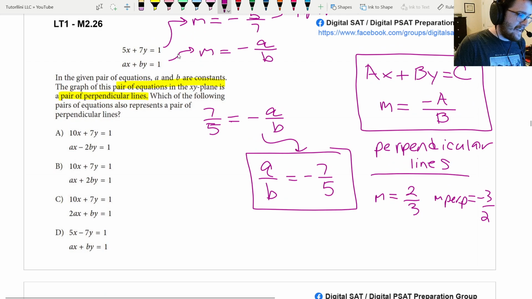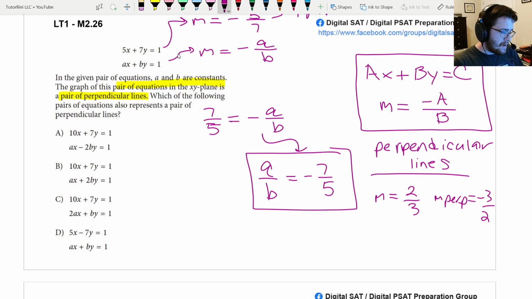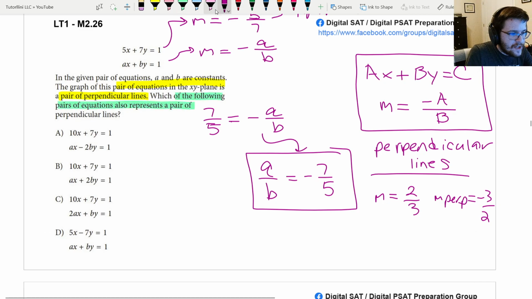Okay, so let's do this at the end, but I'm pretty sure we could just plug in numbers that work for a and b, and then type them all in and see if they work. Let's try that at the end, but let's keep trying to do it organically. Okay, so we want to find which pair also represents perpendicular lines.